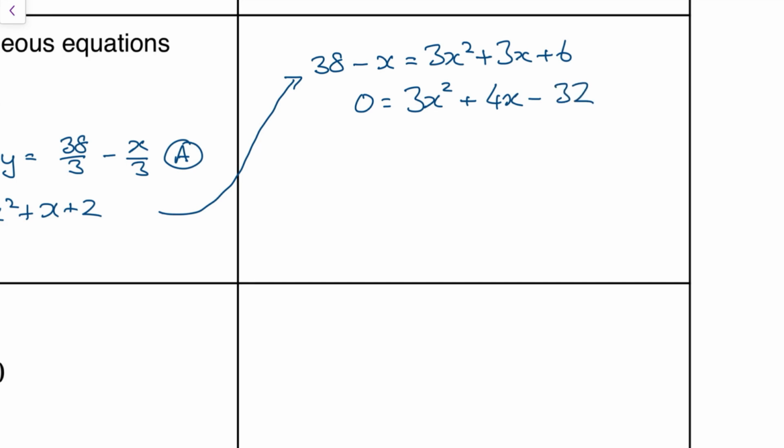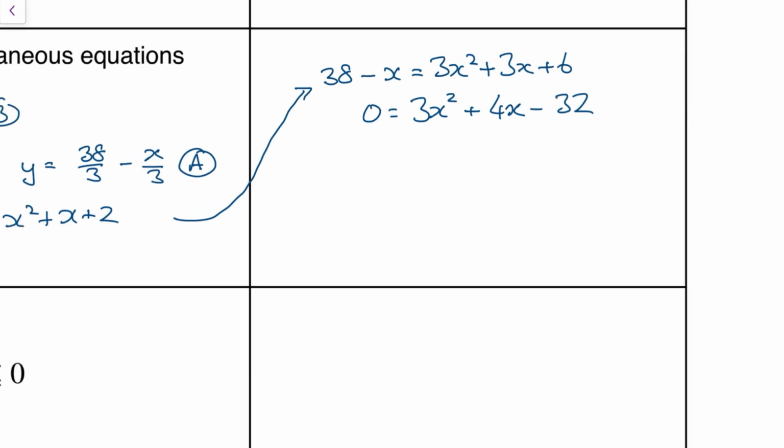And then can I factorise this? Now, because it's a question about solving, I suspect I probably can. So let's give it a go. So it's going to be 3x and x, and then 32. There's quite a few things for 32, isn't there? So there's 8 and 4, 2 and 16. It feels like the numbers are quite close. So let's go with 8 and 4. So 3 times 8 is 24, so that's too far away. So we'll put the 8 here and the 4 here.